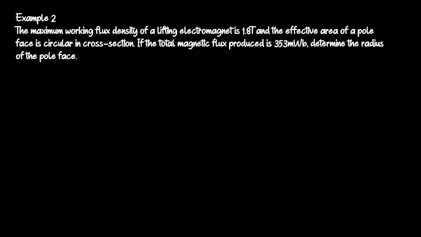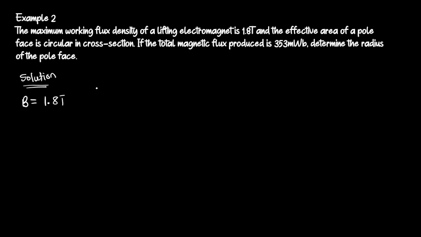We have the maximum working flux density of a lifting electromagnet is 1.8 Tesla, and the effective area of a pole face is circular in cross section. If the total magnetic flux produced is 353 milliweber, we are to determine the radius of the pole surface. All right, so let's write a solution to this problem. As you can see, we are saying that the maximum working flux density of a lifting electromagnet is 1.8 Tesla. So the flux density has been given to us, so B is equal to 1.8 Tesla. And then the effective area of a pole face is circular in cross section.